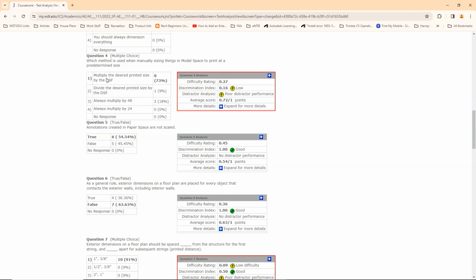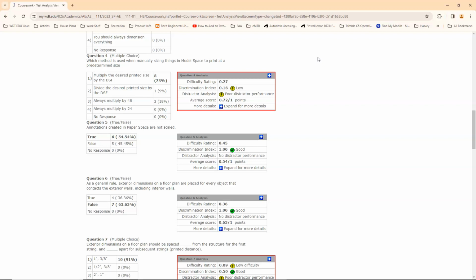So if we have a desired printed size, we have to blow that up by that same amount. If we're shrinking something down to fit on a sheet of paper at a 1/4 inch per foot scale, think about how many times a 1/4 inch goes into a foot. It's a ratio, right? So if a 1/4 inch goes into an inch 4 times, then it goes into a foot 48 times, right? 4 times 12.